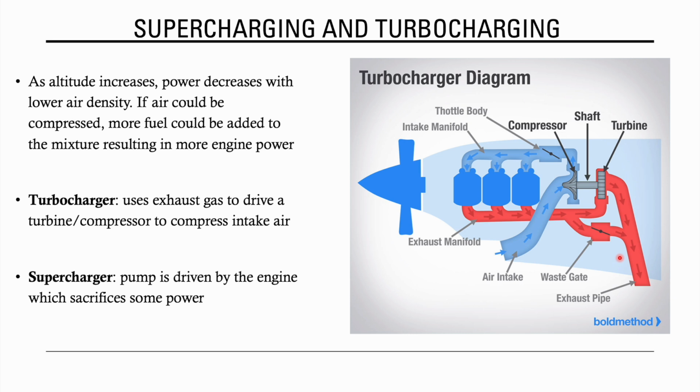Whereas at sea level on the ground, you don't need all that compression. It's pretty stressful on the engine. So you would open up that wastegate completely to allow that exhaust gas out. A supercharger has the same idea, except it's using bleed air from the engine to drive a pump, which compresses the air. Some of that power being produced by the engine is going towards powering the pump. So you're sacrificing a little bit of power, but in the end you're producing more power than you would have otherwise.